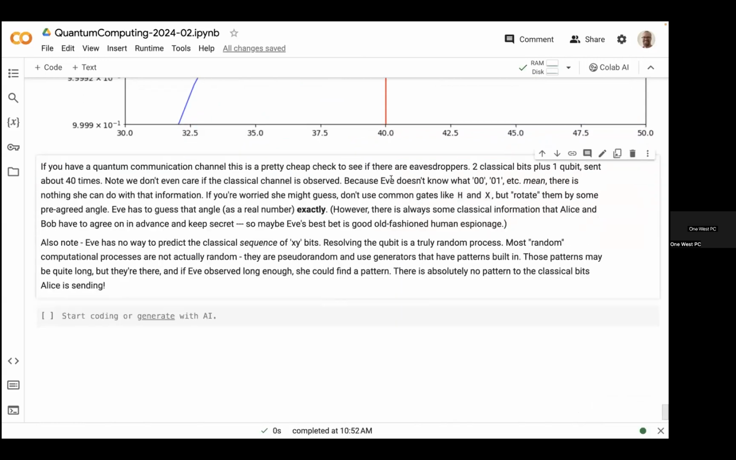So if you have a quantum communication channel, this is a pretty cheap trick to see if there are eavesdroppers. 2 classical bits plus 1 qubit sent about 40 times, right? So no, we don't care if the classical channel is observed in this example. Eve doesn't know what the numbers in the classical channel mean. Although, like I said, this is the chance for espionage. If Eve knew the classical code for how the quantum information was encoded, then she would be able to reproduce the quantum information in principle. But if she doesn't, then this is a way of sending information in public that can be observed, and you know if it's observed or not. So anyway, kind of cool.